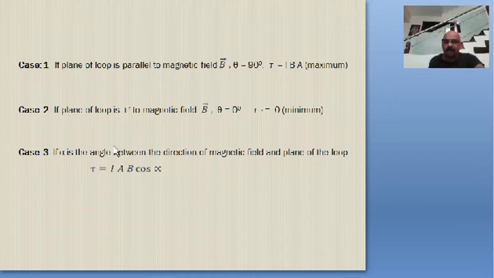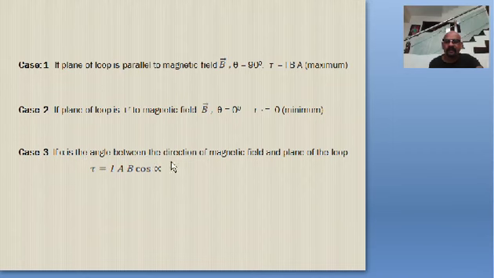So please remember here, if the plane of the loop is parallel to the magnetic field, theta is 90. If theta is 90, then it will experience maximum torque. If the plane of the loop is perpendicular to the magnetic field, then theta is 0, sin 0 is 0, therefore it will experience minimum torque, which is 0.